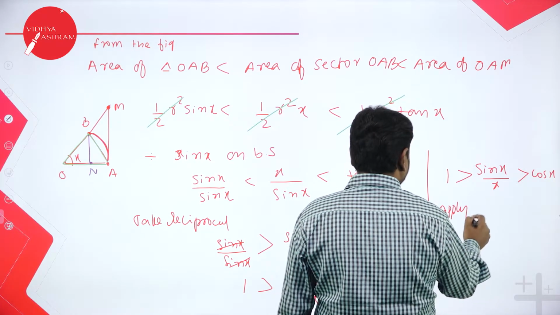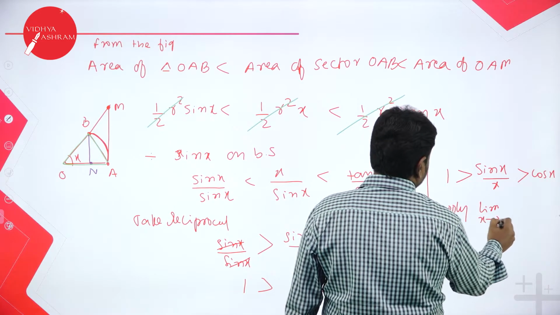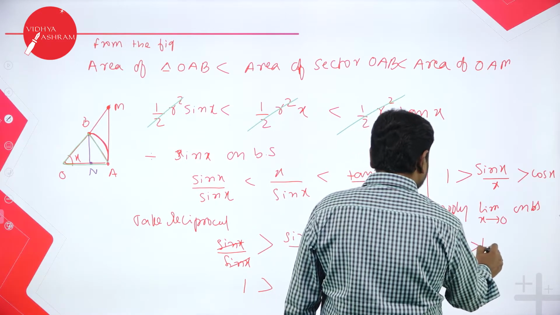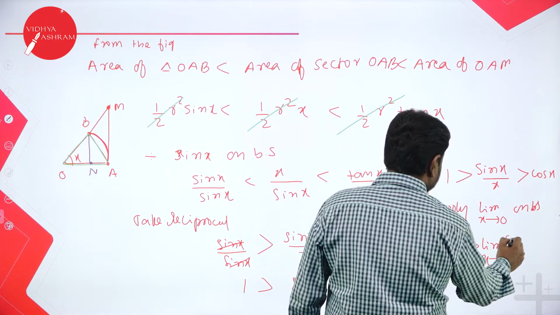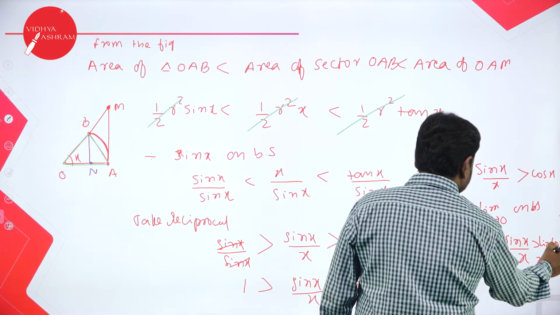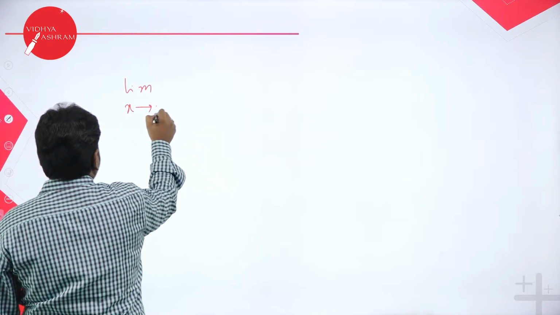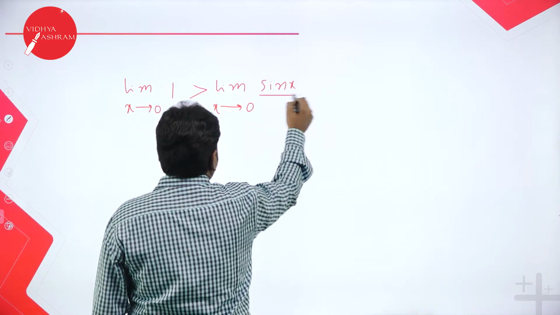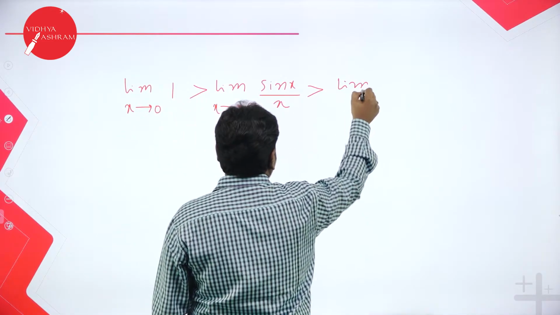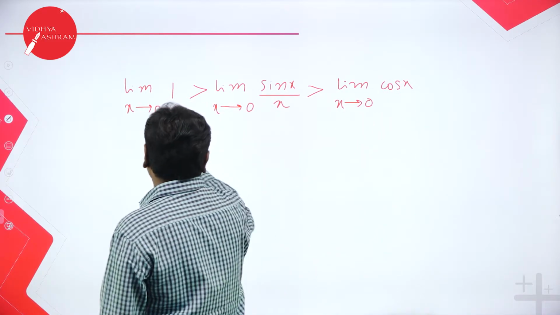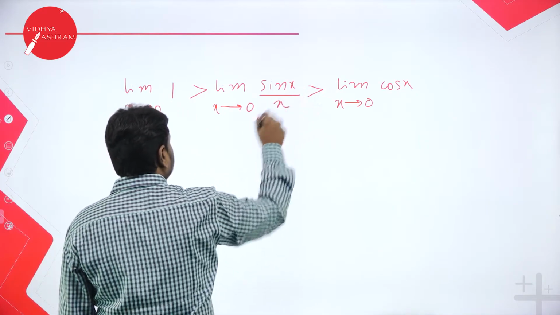Now apply limit x tends to 0 on both sides. Then limit x tends to 0 of 1 is greater than limit x tends to 0 of sin x by x, which is greater than limit x tends to 0 of cos x. I am applying the limit on both sides. So this is greater than this, which in turn is greater than this.